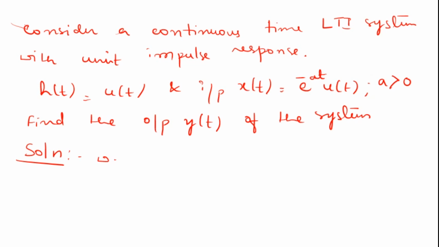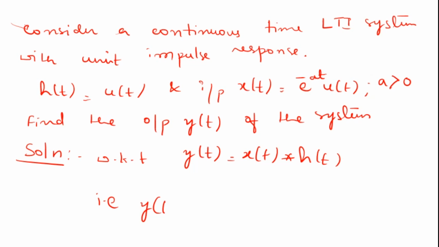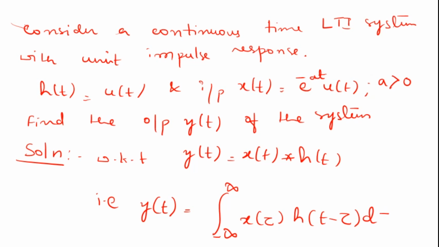We know that y of t is equal to x of t convolution h of t. That is, y of t is equal to integration minus infinity to infinity x of tau into h of t minus tau into d tau.